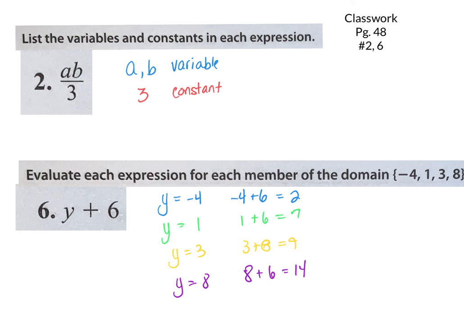So it just said evaluate each member of the domain. If it said find the range, then you would want to write it in set notation from least to greatest. So if it had added find the range, something like that for instructions, then this would be your answer.